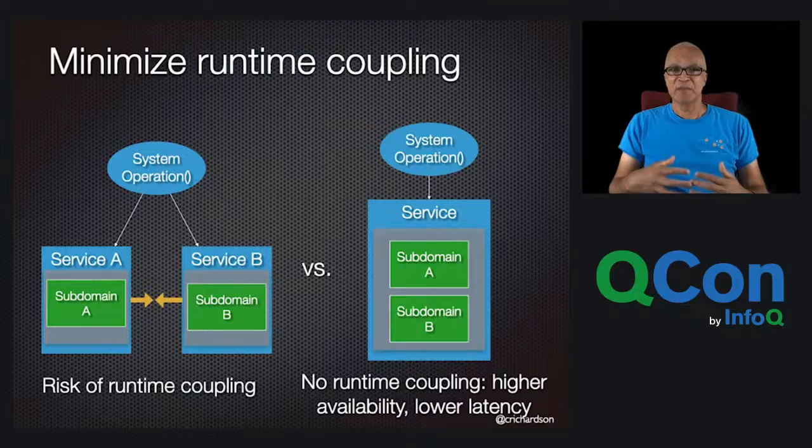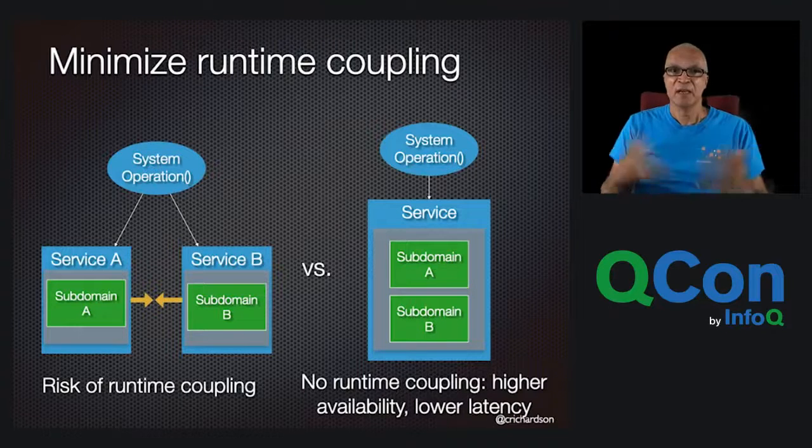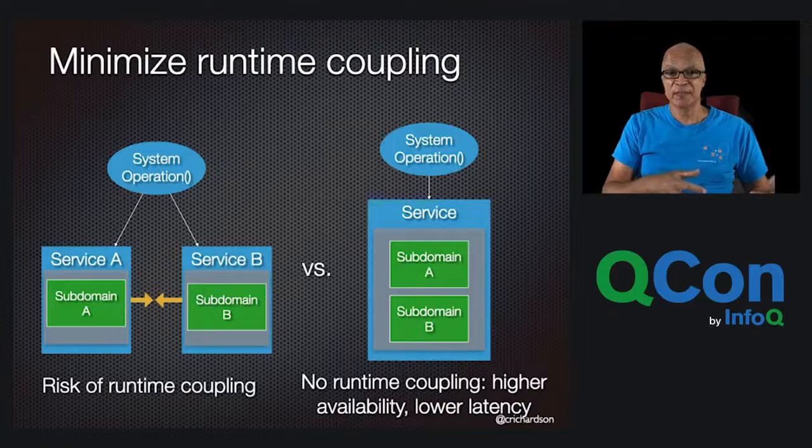The fourth dark matter force is minimize runtime coupling. An essential characteristic of the microservice architecture is that services are loosely coupled. One aspect of loose coupling is loose runtime coupling. Tight runtime coupling is when one service affects the availability of another service. For example, service A cannot respond to a system operation request until service B responds to it. As a result, you might want to co-locate subdomains in order to reduce the runtime coupling of an operation.